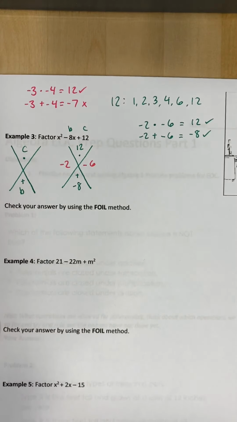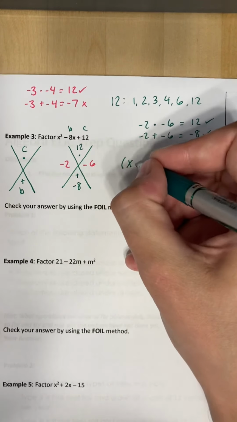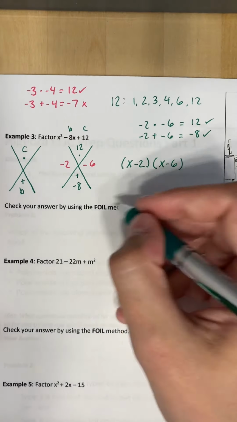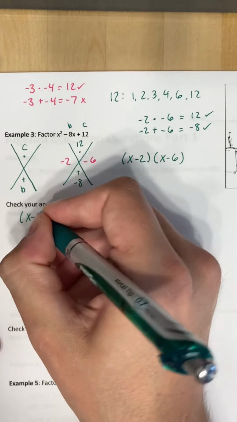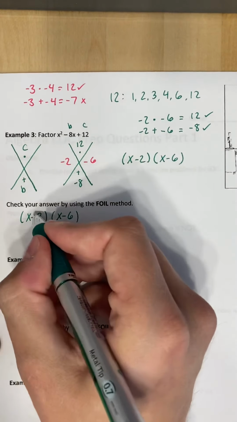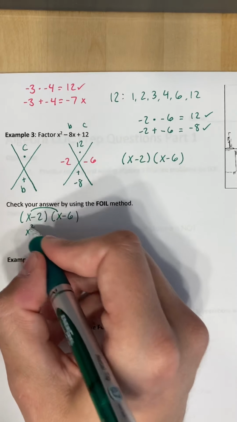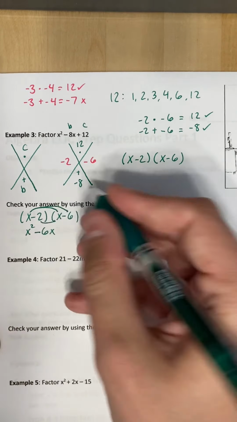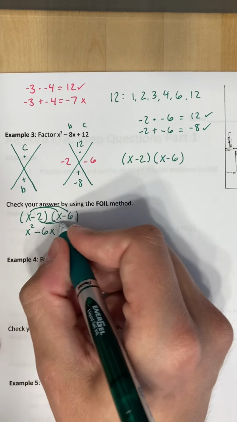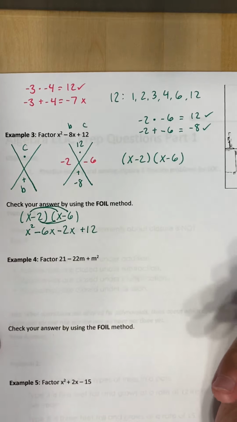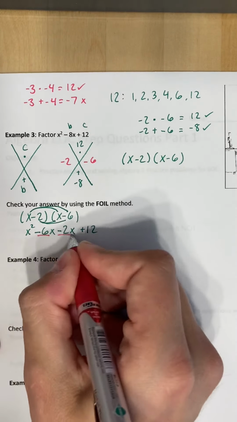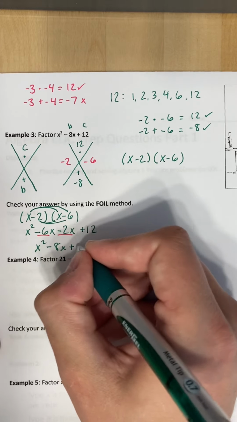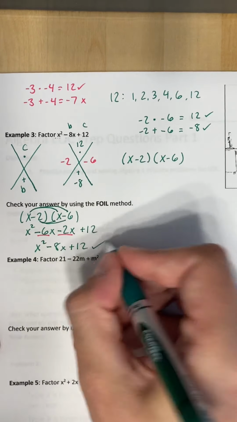So then your answer you can write as x minus 2 and x minus 6. We're still using x's here, I made sure. And let's check our answer by FOILing. We're gonna do the first, so we're gonna get x squared. And we're gonna do the outside to get -6x. Now we'll do the inside, we'll get -2x, and then the last, we'll get positive 12. And then we can combine these. So we get x squared minus 8x plus 12. Is that what we started with? Sure was. So you know that you did it right.